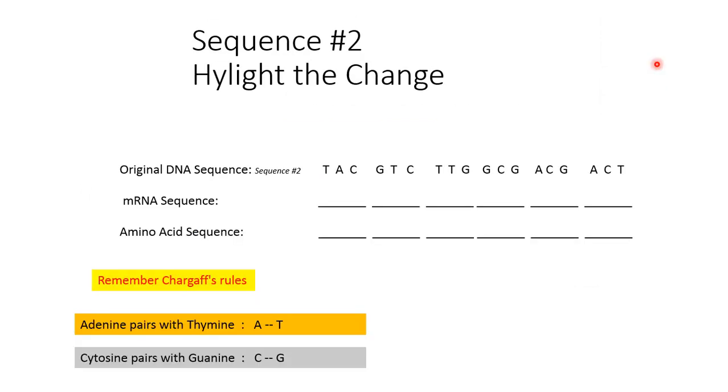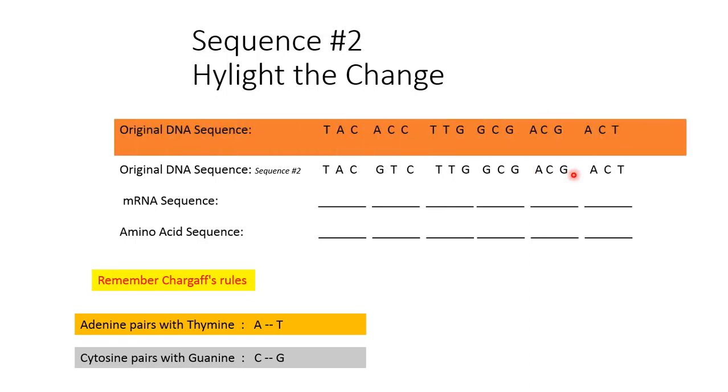Okay, let's go on to our next sequence, number 2. Again, divide this into 3s. Okay, and then you're going to look for the difference. All right, so here was our original sequence from the top. And so this is the same. And this, oh, it's totally different. So we got a change here, got a change there. Same, same, same, same, same. So this is changed. All right, so we have a point mutation again at 2 different points though. So we highlight the change. So we have a change here, and we have a change here.